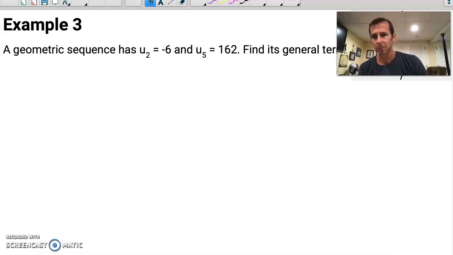All right, example 3. I'm again telling you it's geometric. As we move forward from here, you're really going to want to read that because you're going to have seen arithmetic and geometric. So this is a geometric sequence.